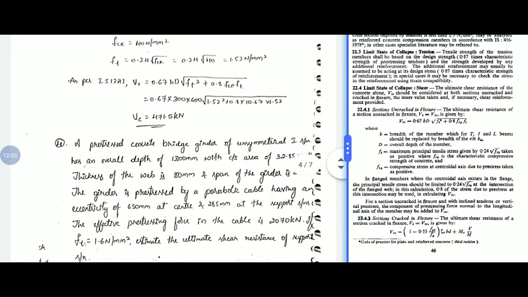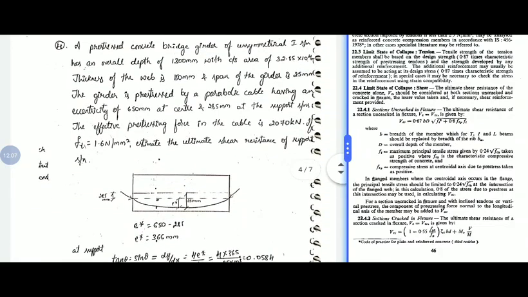Next problem. A concrete bridge girder of unsymmetrical I section has an overall depth of 1300 mm with cross-section area of 32.85 into 10 power 4 mm square. Thickness of the web is 150 mm and span of the girder is 25 meter. The girder is pre-stressed by a parabolic cable having an eccentricity of 650 mm at the center and 285 mm at the support section. The effective pre-stressing force in the cable is 2070 kN. If ft equals 1.6 Newton per mm square, estimate the ultimate shear resistance of the support section.